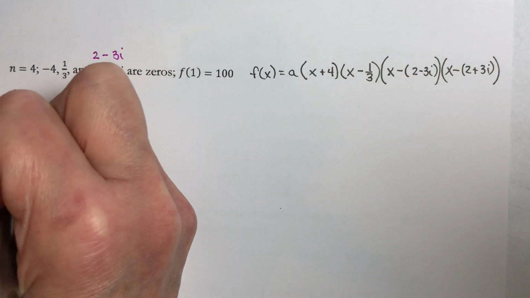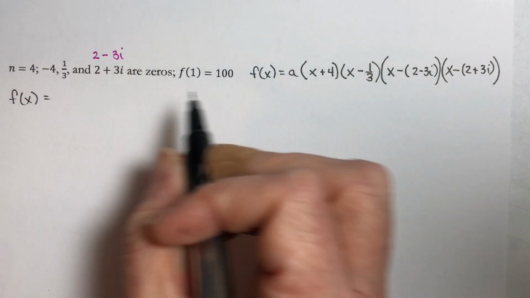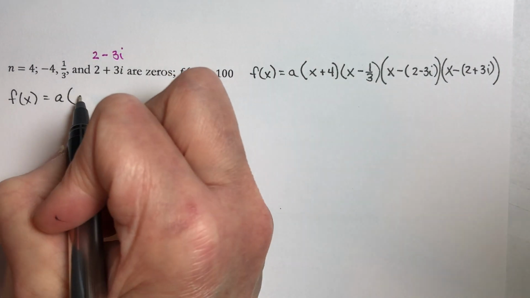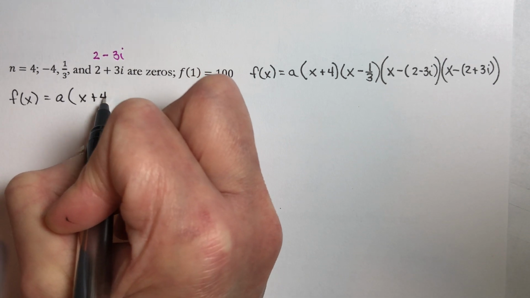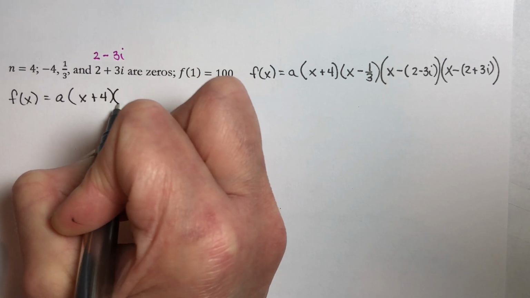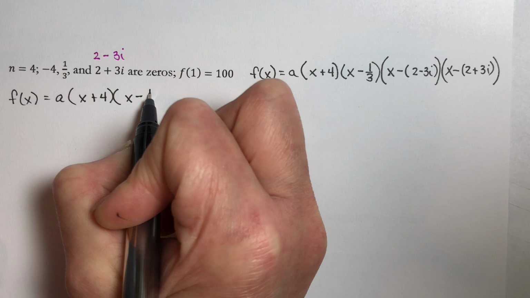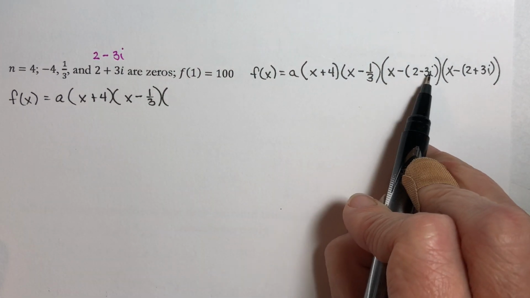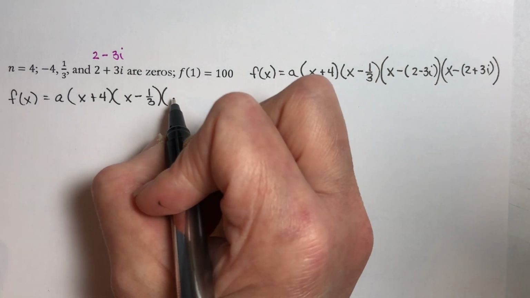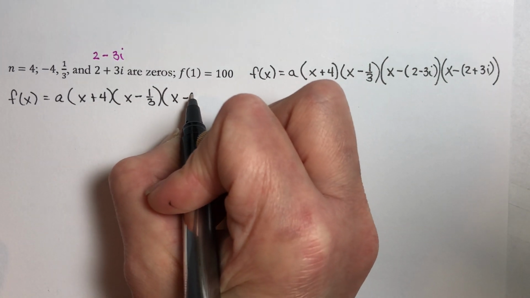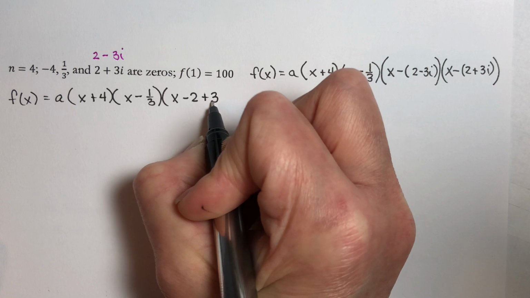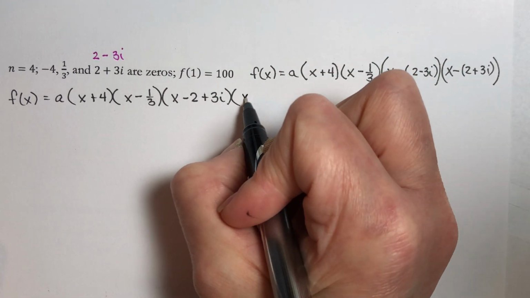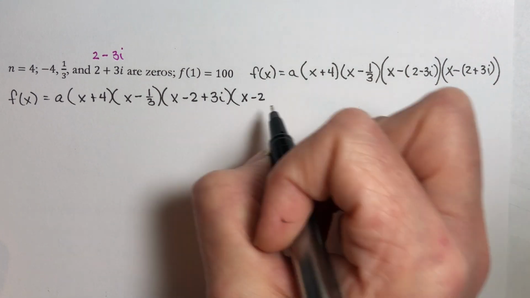Okay, so my f of x is equal to a times, I'm just going to keep these the same for right now, and here I'm going to distribute the negative, and here I'm going to distribute the negative. So I get x minus 2 plus 3i times x minus 2 minus 3i.